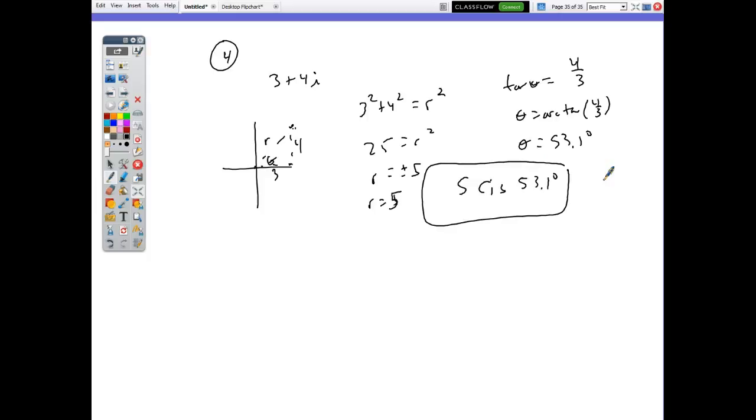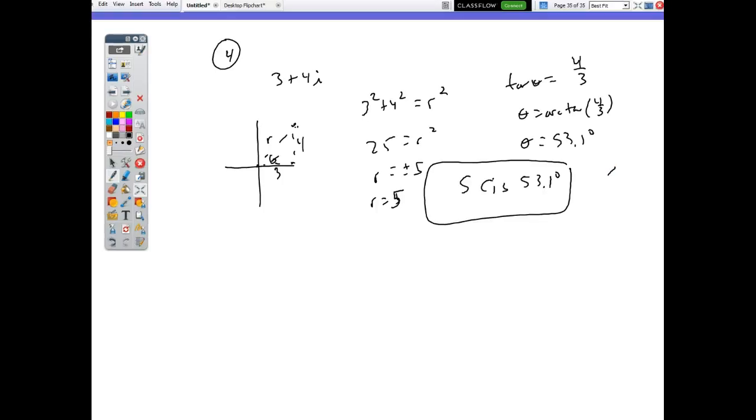So that's r cis theta. But it's technically not polar, which is really odd because we use polar coordinates to figure it out. I apologize, but trig is always odd. You guys got it? That's not polar. That's technically rectangular because if I were to put the 5 back in, if I were to write 5 cosine 53.1 plus i sine of 53.1, I would get back to 3 plus 4i. Like that. All right, that's good. Work on the worksheet.